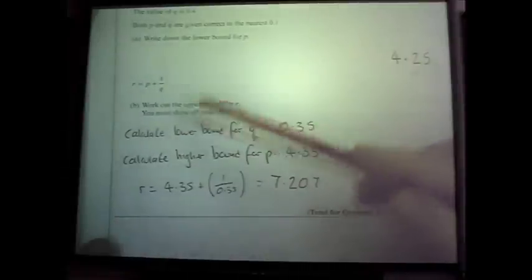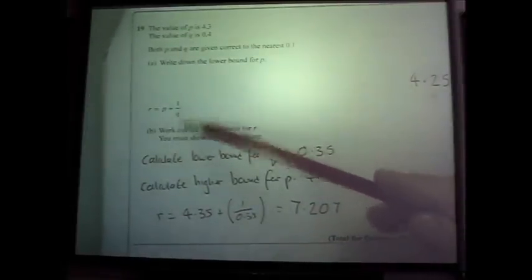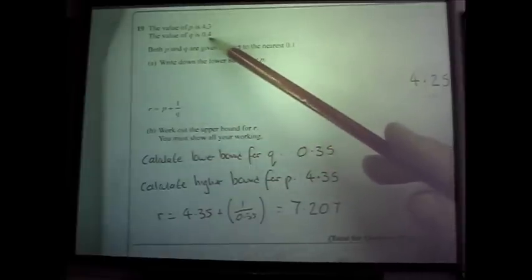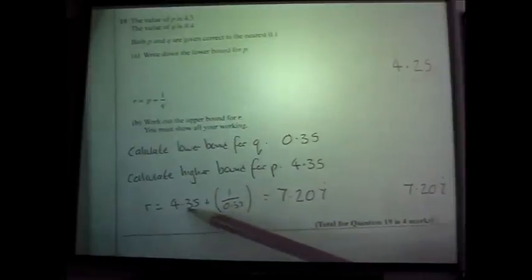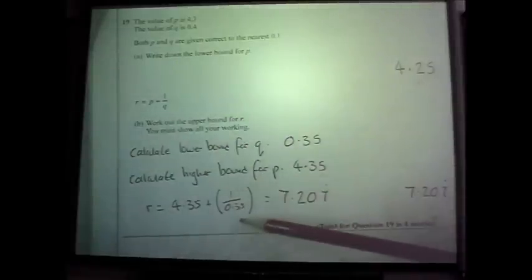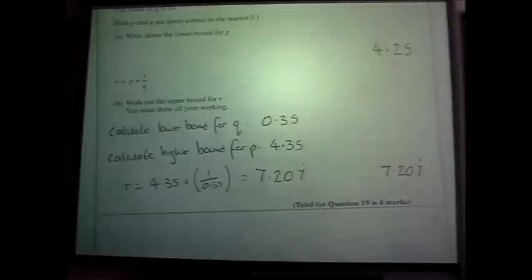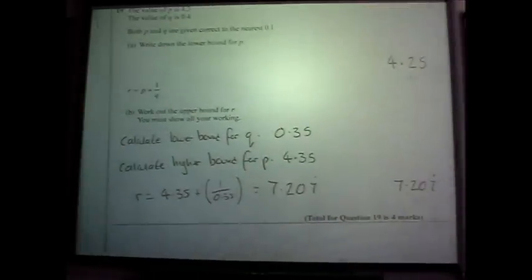4.35. Right, you need to make 1 divided by Q as big as possible. So we want as many of these Q's to go into 1 as possible. That's what dividing is. So I found the lower bound for Q, and it is 0.35. So I've done 4.35, which is my high value for P, add, because you're adding, 1 divided by 0.35, the lower bound, and that gives me 7.207 recurring. 3 marks for that. There's sort of question, if you get them, you get them. If you don't get them, you don't quite get them. But you can always easily pick up some marks along the way.